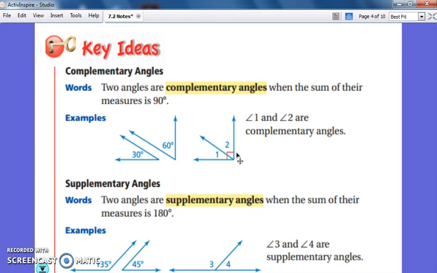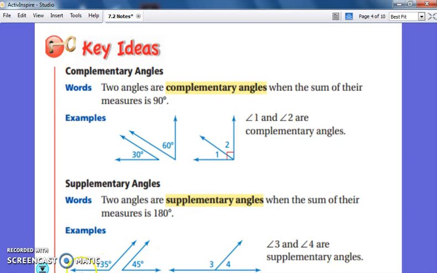The second type of angle that we're going to be talking about is supplementary angles. In words, it says two angles are supplementary angles, go ahead and circle that, when the sum of their measures is 180 degrees. Let's look at our two examples.